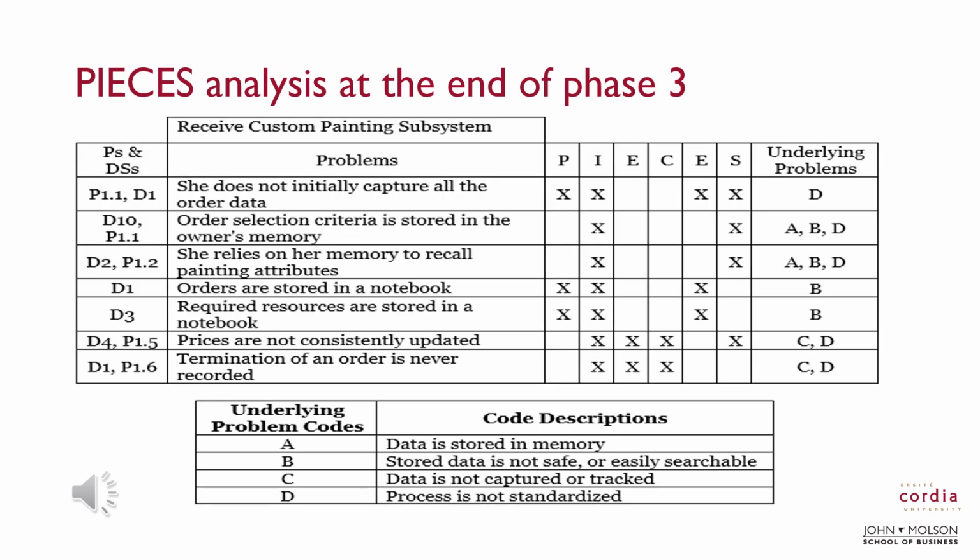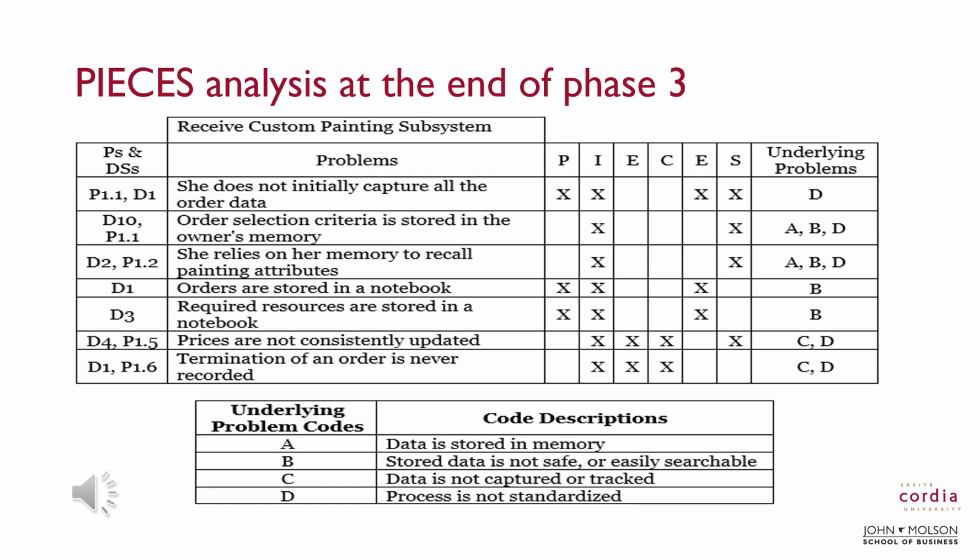Let's start with Table 1. Notice that all processes and data stores associated with an initial problem are listed in the first column. In the second column, notice that the initial problems are listed very specifically so that they can be associated with the processes and the data stores.